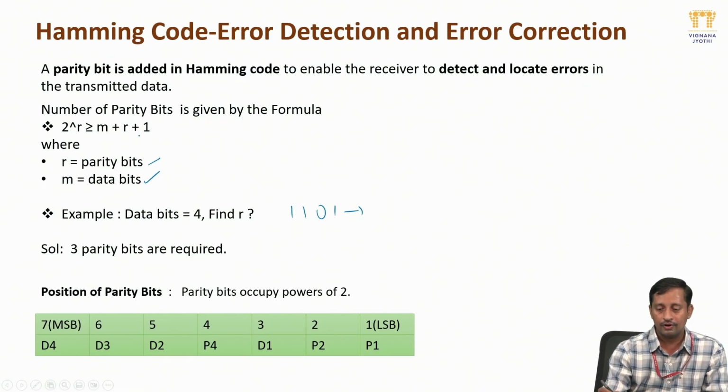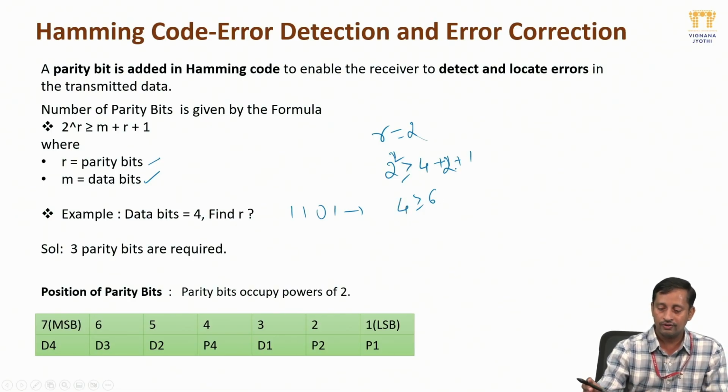So let's try different values of r. If r is equal to 1, then what is the formula? 2 power 1 greater than or equal to m plus r plus 1. Here m is 4 bits, so 4 plus r, which is 1, plus 1. So it is 2 greater than or equal to 6, which is wrong. So r should not be equal to 1. Likewise, we'll try the second one. If r is equal to 2, then it is 2 power 2, data bits are 4, r bits are 2, plus 1. So 2 power 2 is how much? It's again 4.